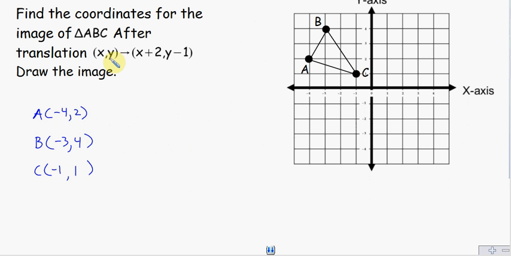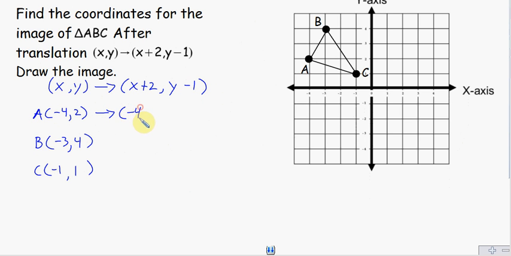So what I want to do is I want to take all these points and transform them. So what I'm going to do is take my X, Y coordinates and transform them by taking the x's and adding 2 to them and taking the y's and subtracting 1 from them. Okay, so that's what I'm going to do down here. So I'm going to transform these points.